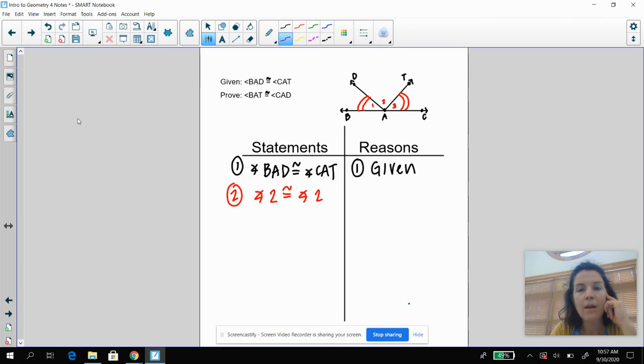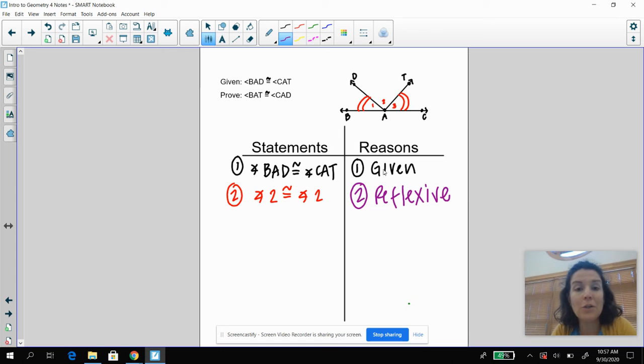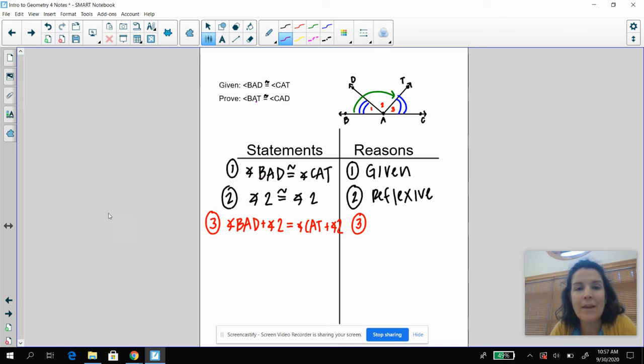My next statement is that angle 2 is congruent to angle 2. Why do you think I can say that angle 2 and angle 2 are congruent to each other? It's the reflexive, exactly. So we've got the reflexive property. Whenever I have something congruent to itself, it's going to be the reflexive property. All right, let's add on to this.